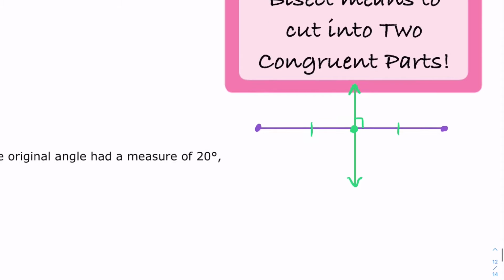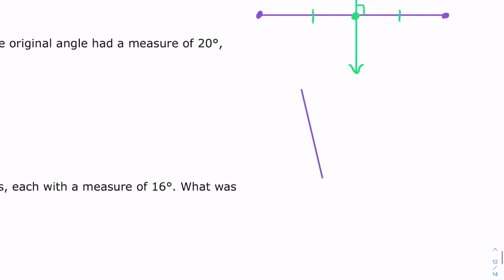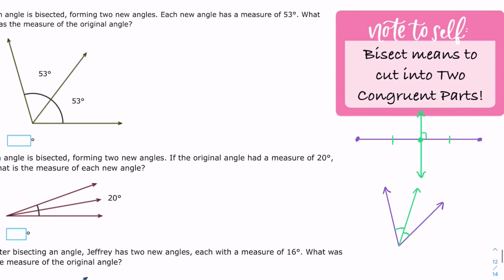two congruent parts. We also have an angle bisector, which is a ray that bisects an angle. So here's an example of that. Here's an example of an angle bisector, which is this ray. Oh, I guess it doesn't want to do that. One more time. And what it did was it just broke this into two congruent parts. Okay, so those are just examples of bisectors.